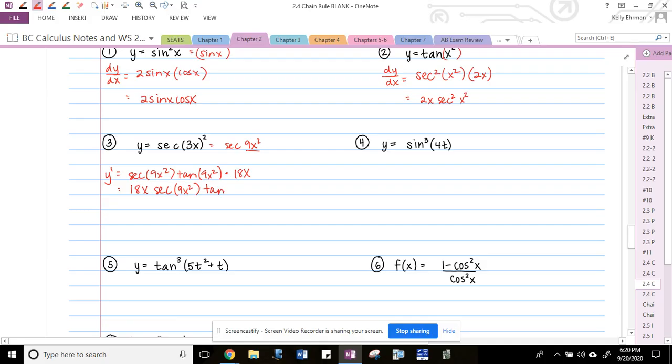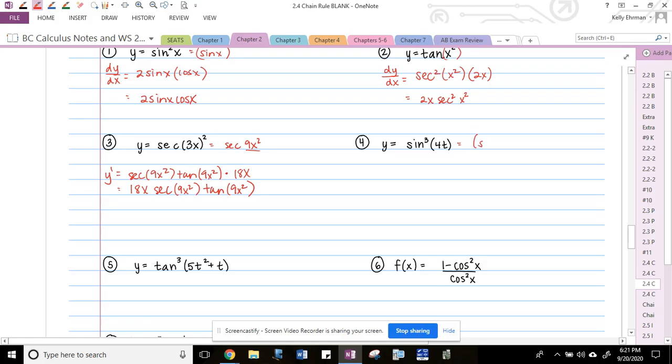A really common mistake, but a totally illegal mistake, is to try to like factor out a 9x squared or something. Remember, whatever is in the angle of a trig function is locked into it. You can't start factoring things out. So just be careful.